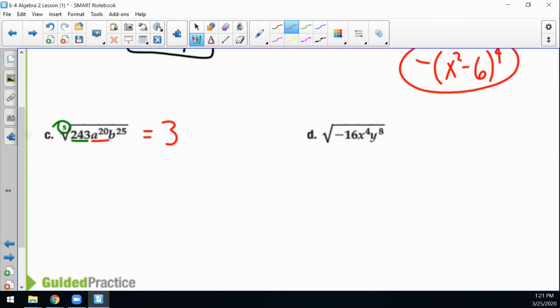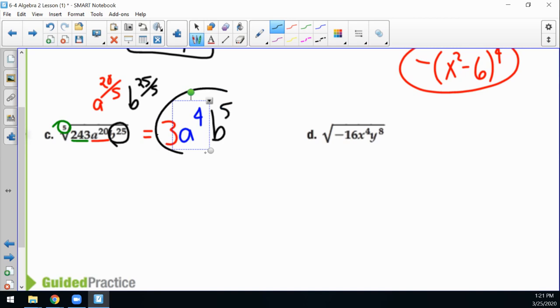And then I have a to the 20. Well, a to the 20 divided by 5, that's going to be a to the 4th power. And then the last part is b to the 25 divided by 5, which is just going to be b to the 5th. So there's our answer right there: 3, a to the 4th, b to the 5th. Hopefully that's not too difficult for you.